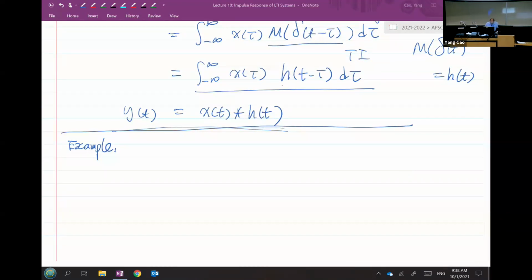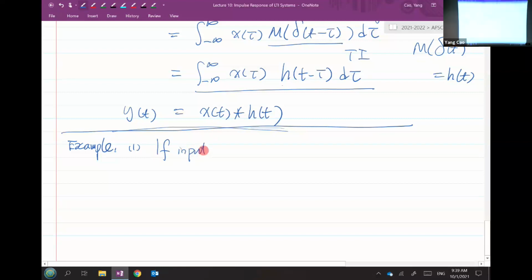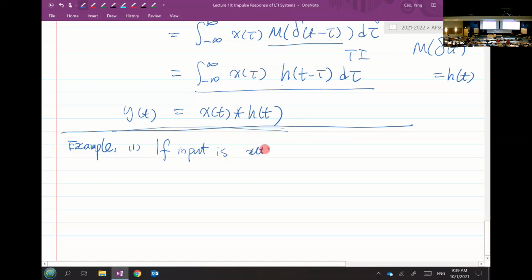For this question, let's call it the first part of the question. If I have a system and my input to the system is delta of t, and the output is y of t equal to e to the power negative t times u of t.